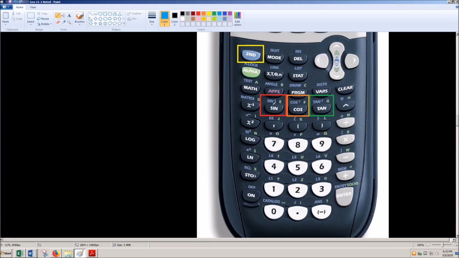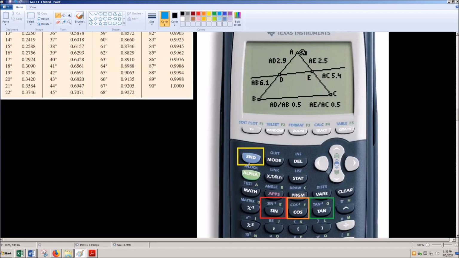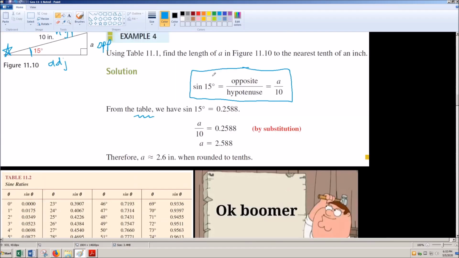If I press this button with my finger, and then I hit 15, and then hit enter, it will tell me what sine of 15 is. So rather than looking it up on the table, I would just do sine of 15, and my calculator spits out approximately 0.2588. Call it good. Cool. Oh, it matches. Awesome. So looking at this now, this number, which is messy, which we're going to leave as an approximation, is going to equal a over 10.